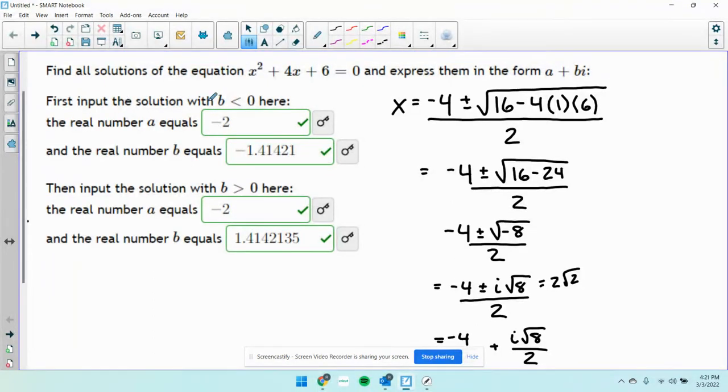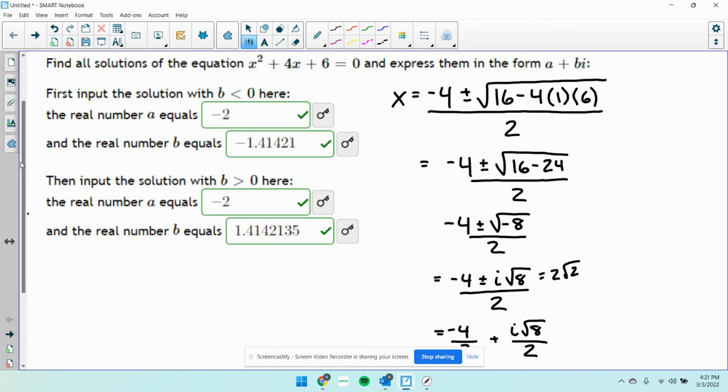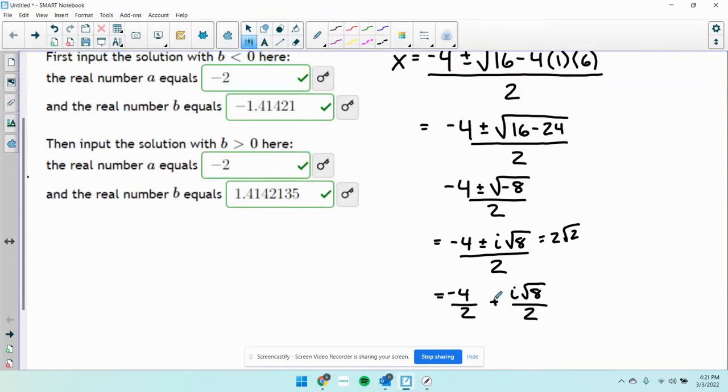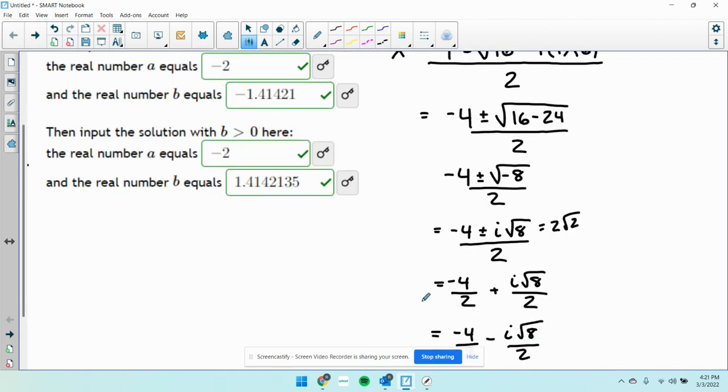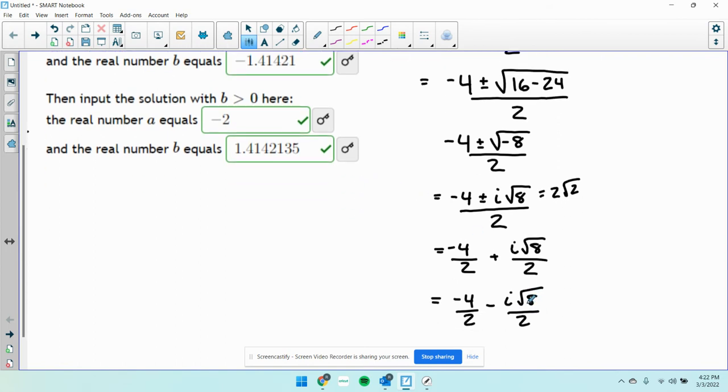So this says input the solution where b is less than 0 first. So b is less than 0. b is the number with i. So they want the one that's less than 0 first. Well, this is positive. So remember, the other one is going to be negative 4 over 2 minus i root 8 over 2. This is the one that's less than 0. So the real number a is going to be negative 4 over 2. So that's where they get negative 2. The real number b, or the imaginary part of this complex number, is just going to be negative square root of 8 over 2.